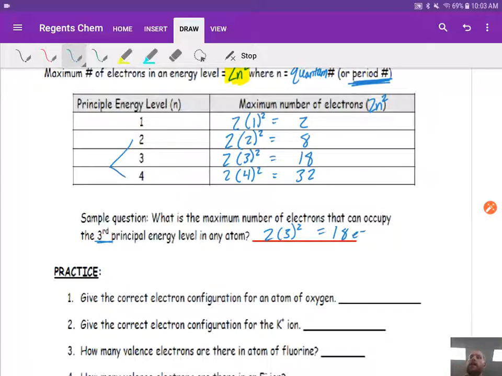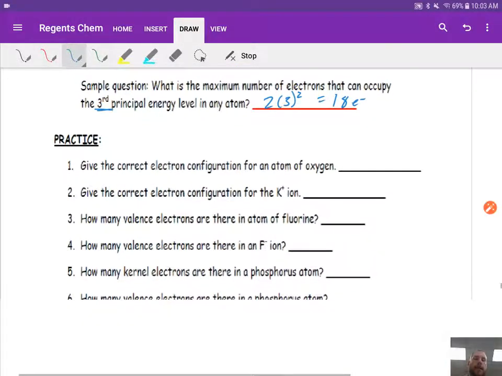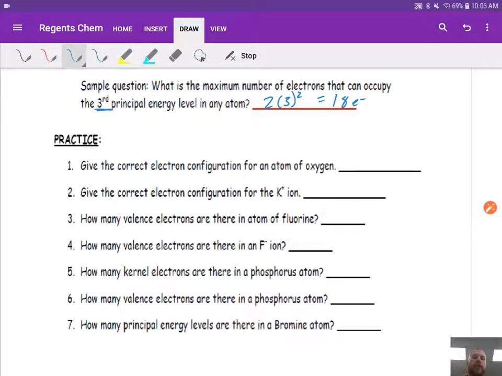All right? So what I want you guys to do, you can go ahead and do this practice on your own, or you can check answers with me or with the answer keys in the binder.